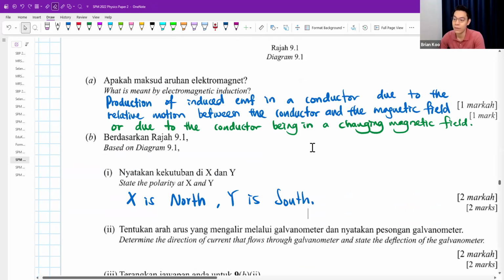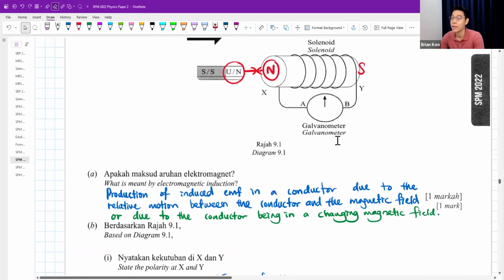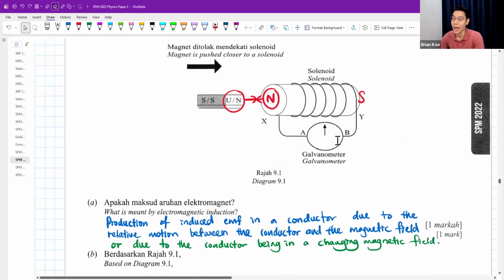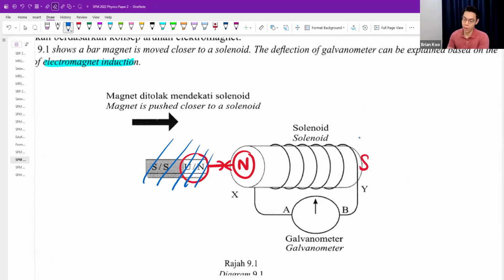Determine the direction of current that flows through the galvanometer and state the deflection of galvanometer. Okay, this one you have to use your right hand grip rule. Don't look at the magnet anymore. Focus on your solenoid. Your thumb is always pointing, right hand, to north, and the opposite side of your hand here is south. This is the solenoid. Thumb is north, opposite end is south. So you follow the picture of your solenoid right now.